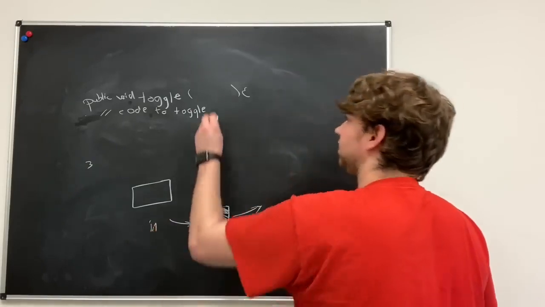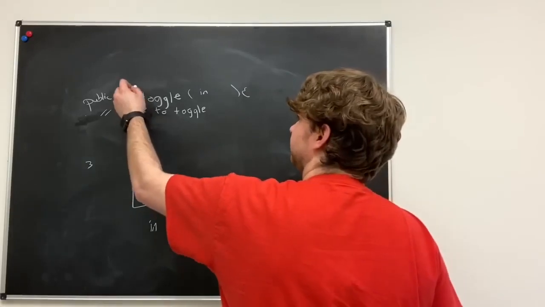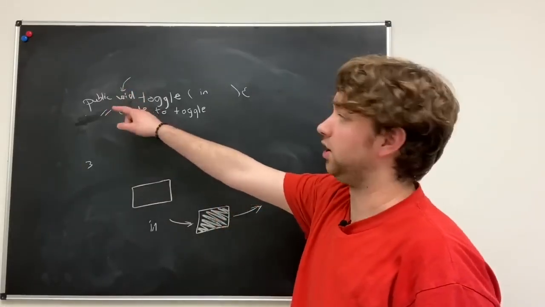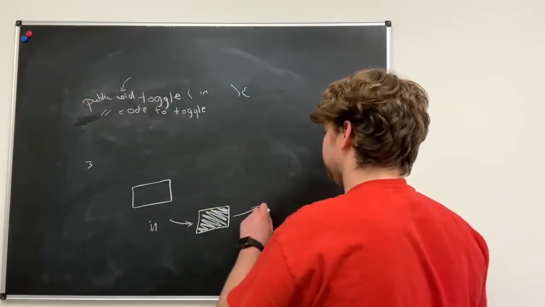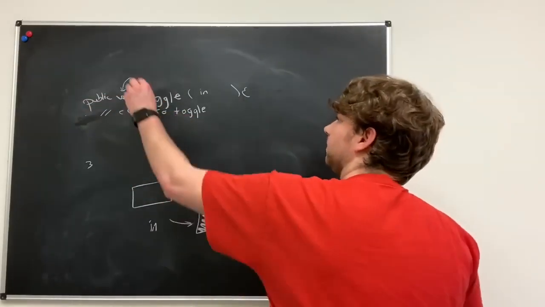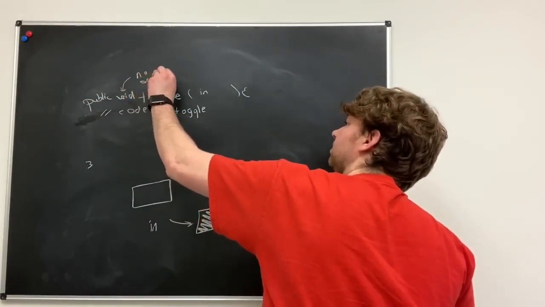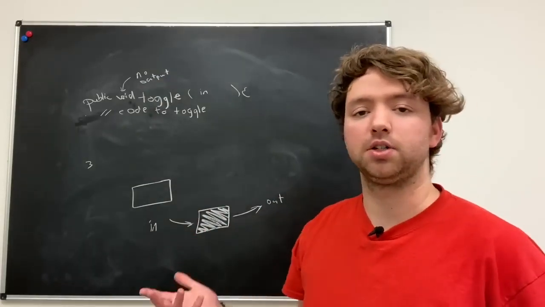So the input goes here. The output, well, you say if there's going to be some output by putting something here. When you say void, you're saying there's no output. So this void here means no output. Meaning it's not going to calculate something and give you back a number, it's just going to do it.